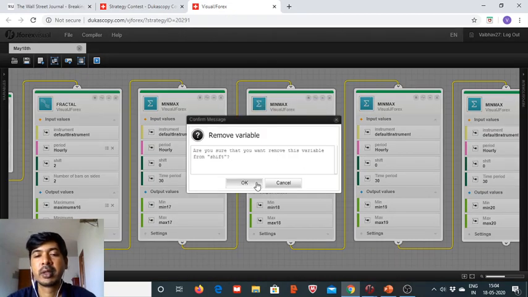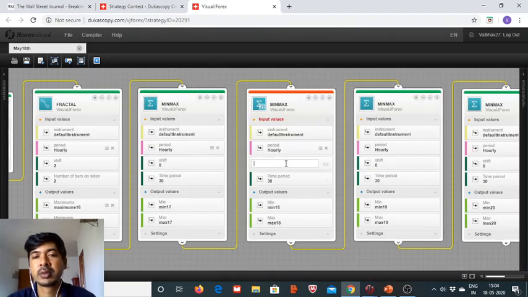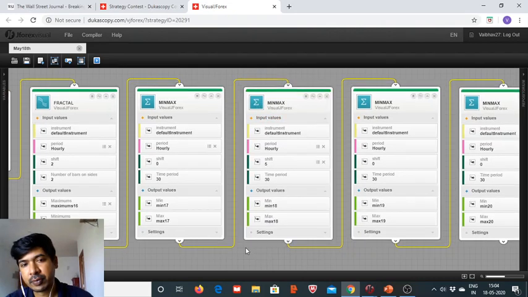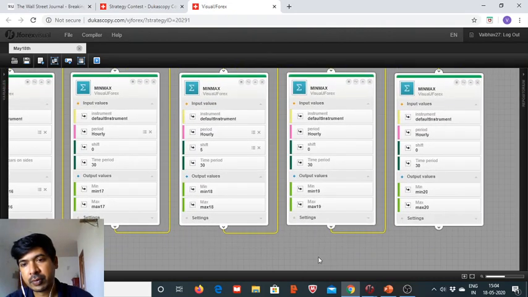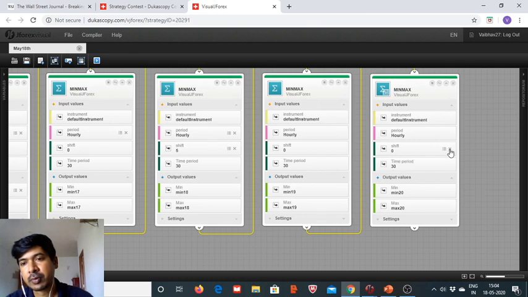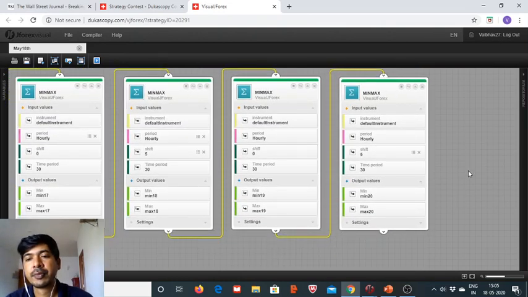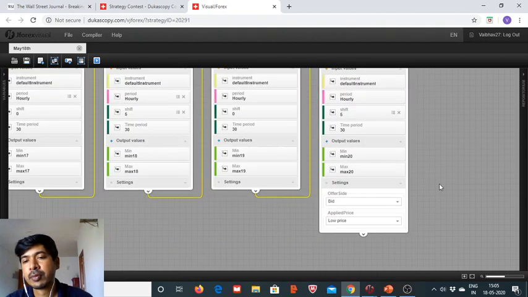So let us make this shift 5. Bid and the low price. That's good.